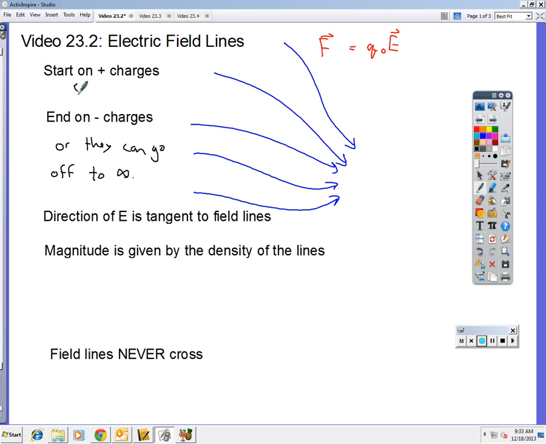They can also start at infinity. Start or end on charges or at infinity, but never in the middle of your paper if there isn't a charge there.